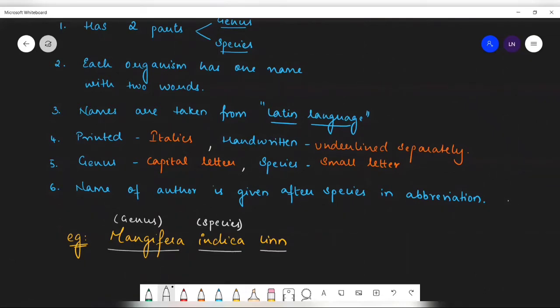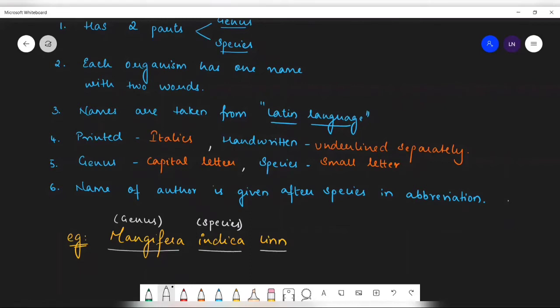Now you can ask me, ma'am, there are three words, so why are you calling it binomial nomenclature? You could call it trinomial nomenclature. Here we are just considering genus and species. We are not considering the author's name. The author's name is just an abbreviation to indicate that it was Linnaeus who discovered it. Simple. There's no other purpose there. So it is underlined separately when it is handwritten.